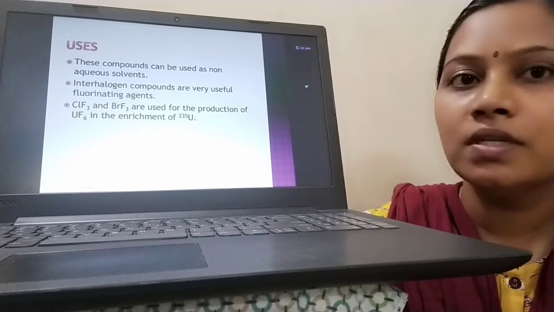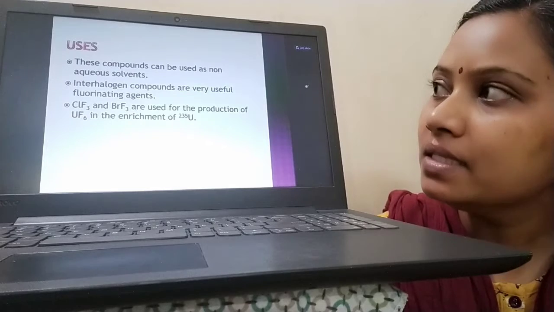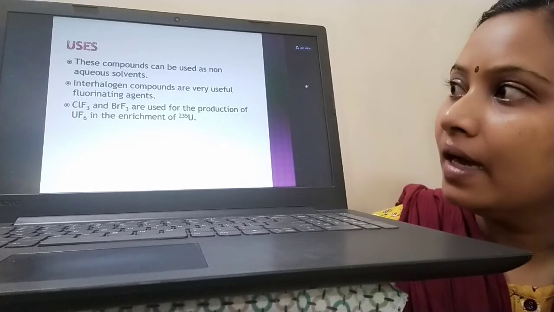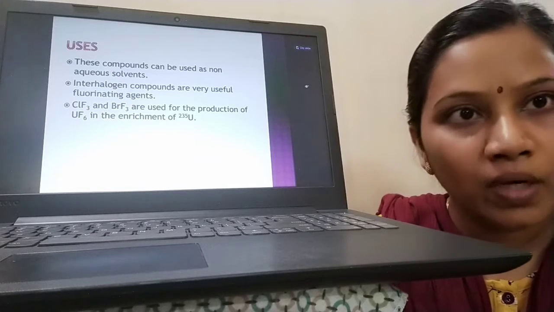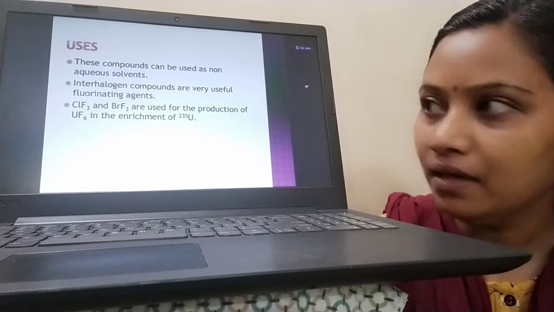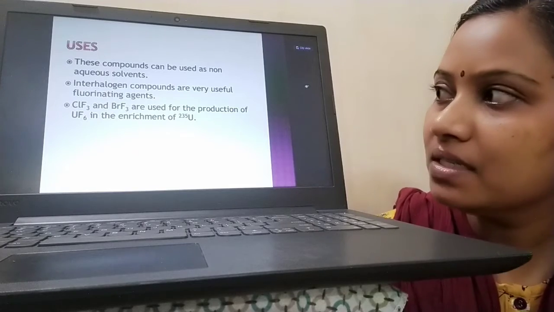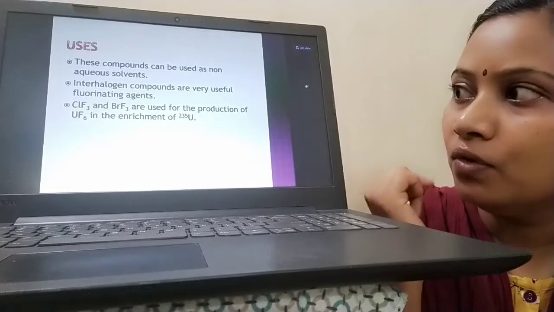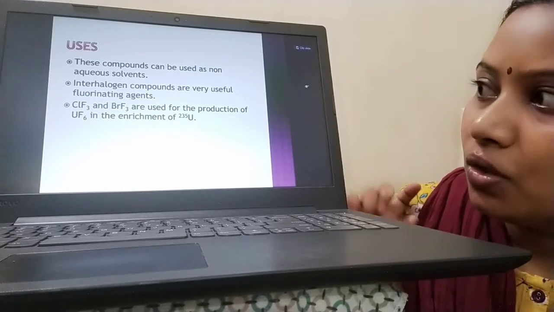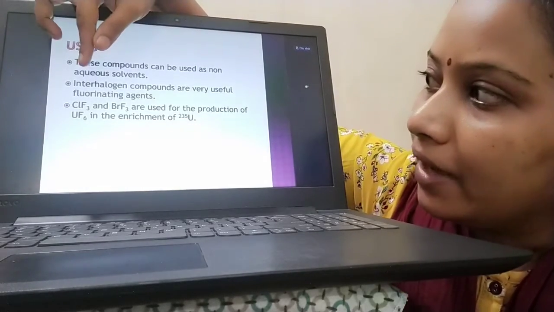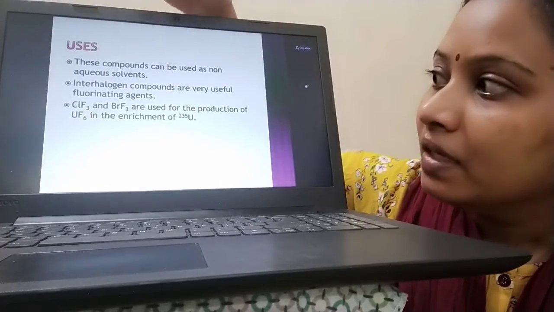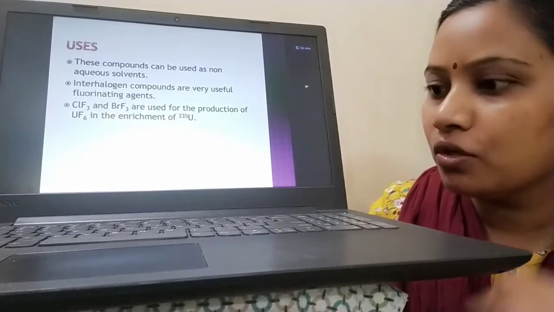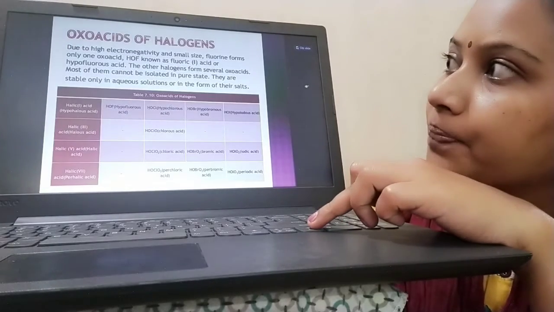And what are the uses of interhalogen compounds? These interhalogen compounds can be used as non-aqueous solvents, and they are very useful as fluorinating agents, which we have seen in a previous slide, not the immediately previous one. Chlorine trifluoride and bromine trifluoride are used in the production of UF6, that is uranium hexafluoride, which is used in the enrichment of uranium-235.